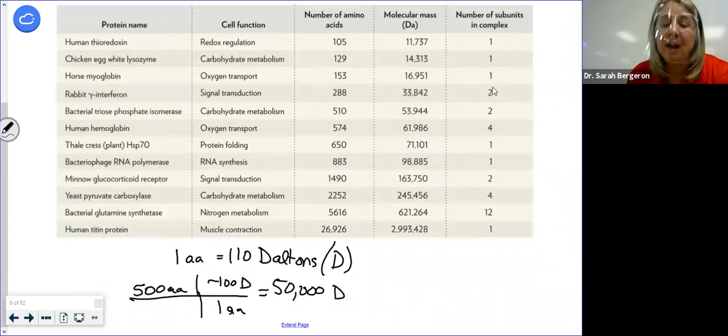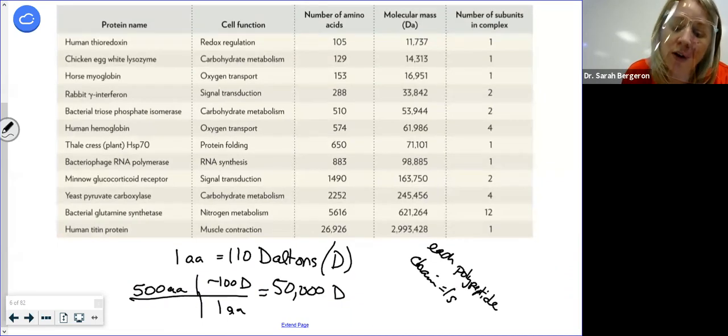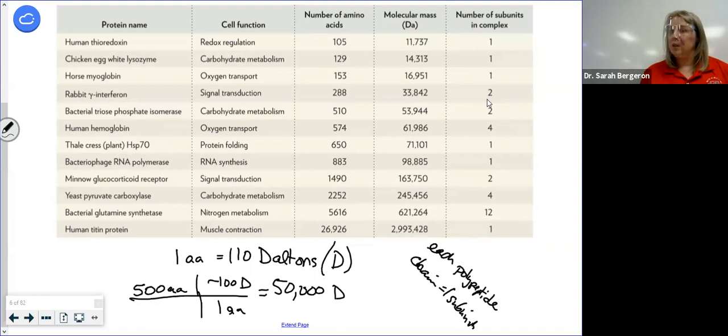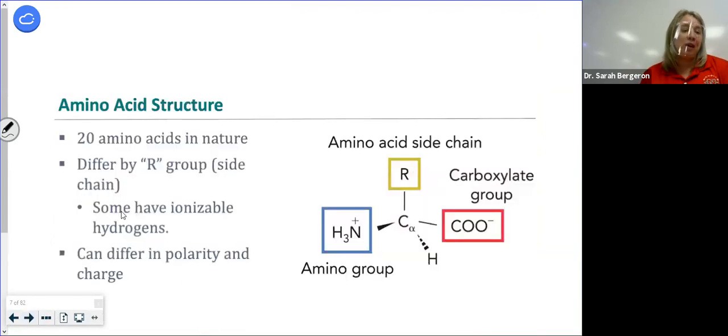So what we call this is a subunit, right? So each polypeptide chain is equal to one subunit. So most proteins don't function unless they have multiple subunits associated with them. Okay. And when we get to protein methods, we'll talk about how we can separate them, how we can identify them, and that's really, really awesome.